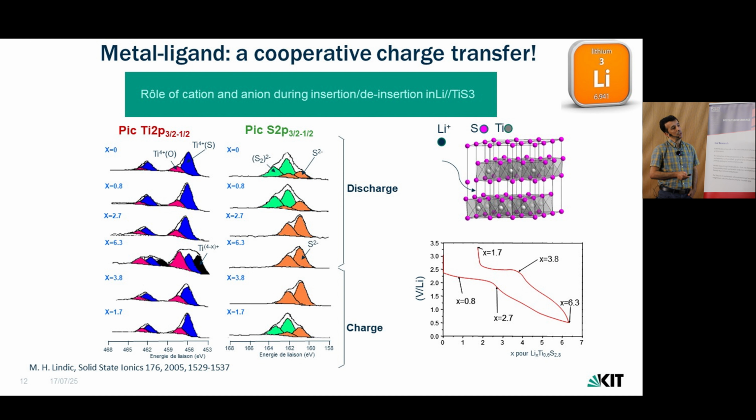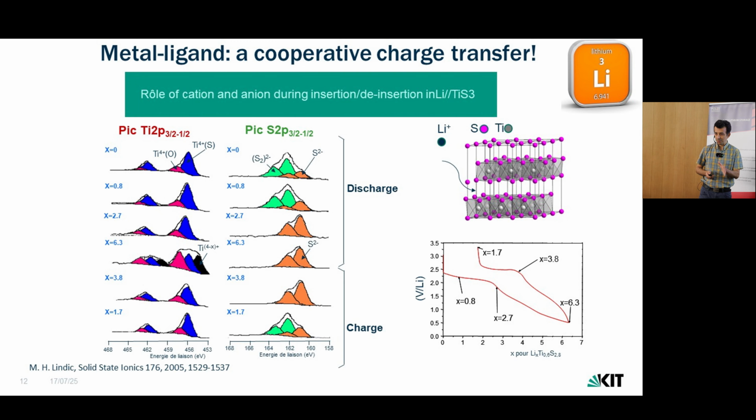When we discharge, we have first that sulfur is working. There is a reduction of the sulfur to have only one population of sulfur, and then the titanium starts to work. So there is this collaborative work between sulfur and titanium. In XPS, sulfur is a very nice material because the binding energy shift is about 12 electron volts, so we can clearly see this shift without problem.